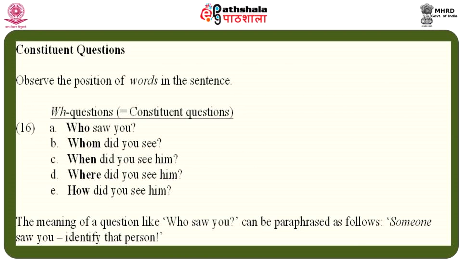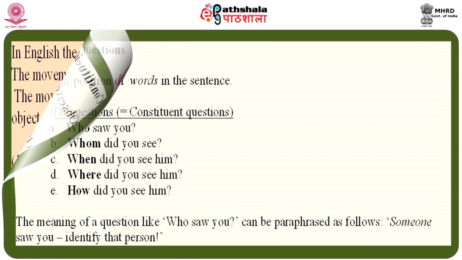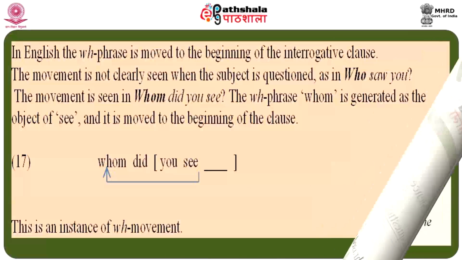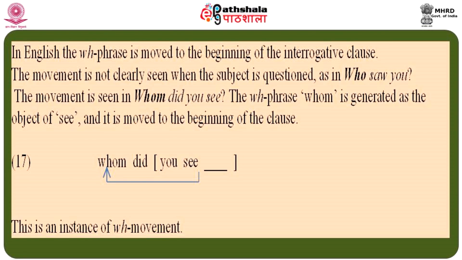A constituent question always asks the hearer to identify, that is, make more specific something. Thus, in the sentence 16c, when did you see him, the hearer is asked to specify the time of seeing him. So a constituent question is also called a specification question for this reason. In English, the WH phrase is moved to the beginning of the interrogative clause.